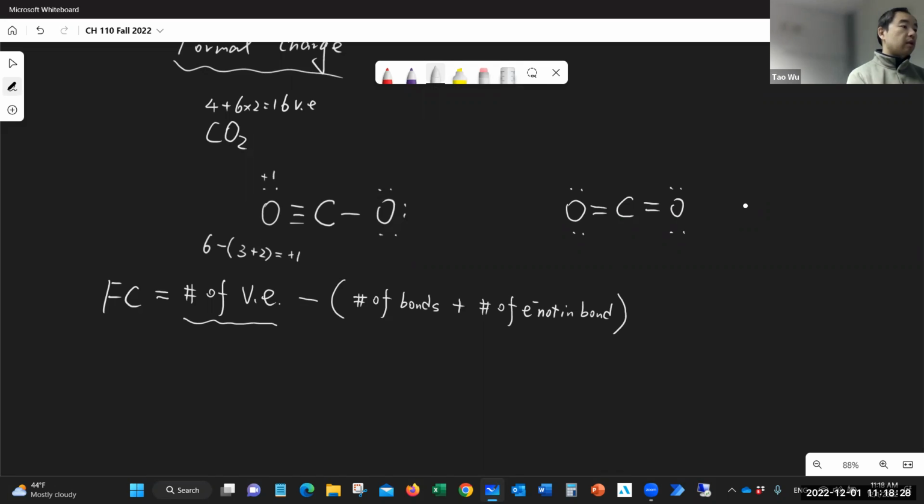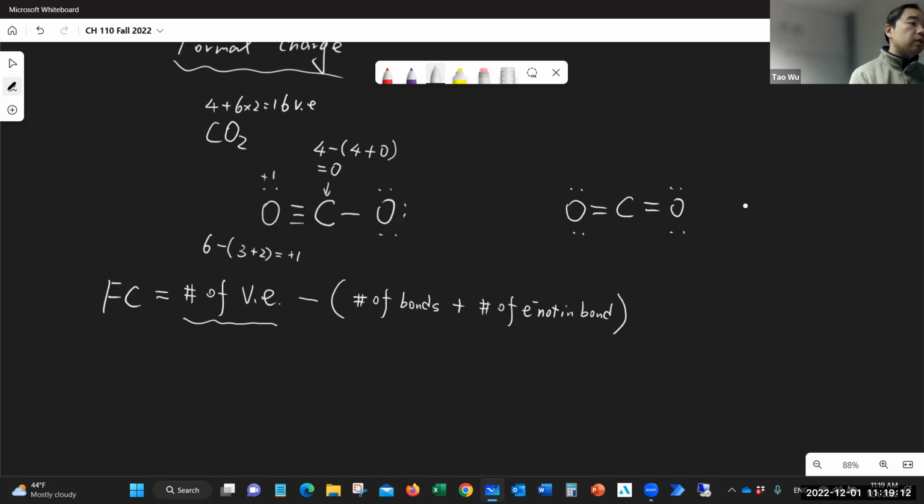Then let's see, what is the formal charge for this carbon? The carbon valence electron count is 4. And you subtract the number of bonds. How many bonds does this carbon have? They have a 3 here and a 1 here, so this guy has 4 bonds. Then plus the number of electrons not in a bond. Are there any dots, electrons not in a bond, for carbon? No, so just plus 0. Then 4 minus 4, so the formal charge for this carbon is 0.